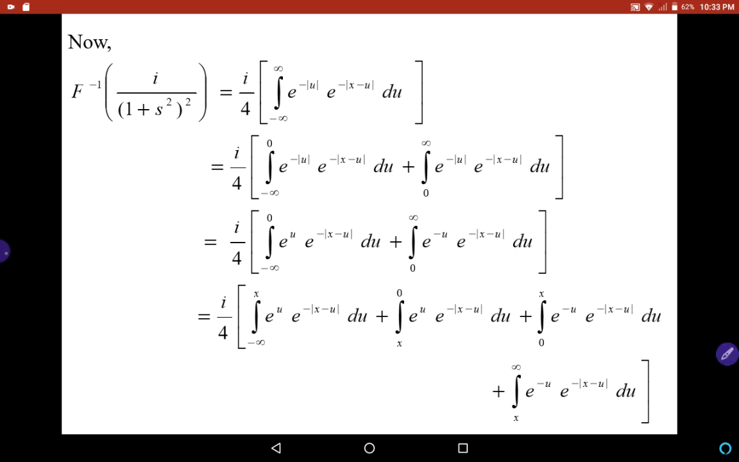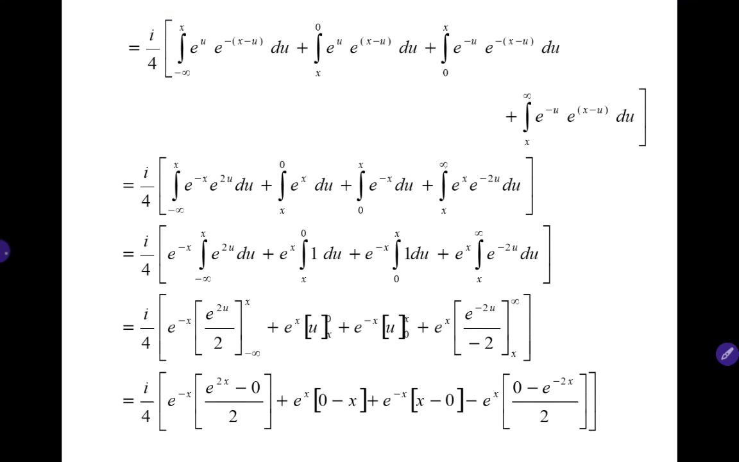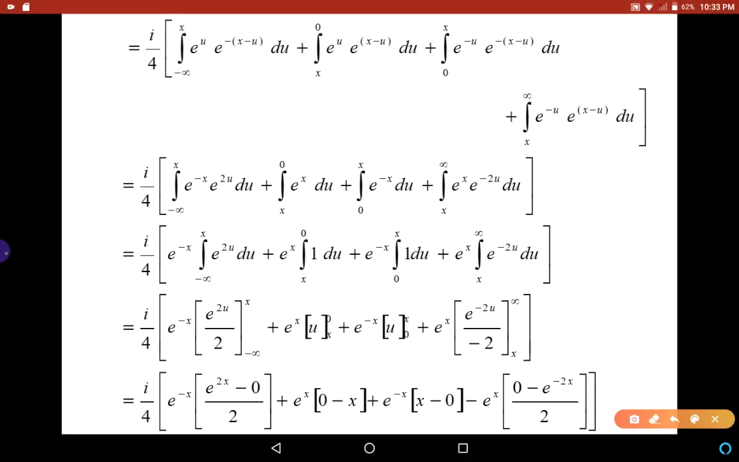So after writing the values of mod x minus u, we get this integral I by 4 times the integral minus infinity to infinity e power u into e power minus of x minus u du plus the integral x to 0 e power u into e power x minus u du plus the integral 0 to x e power minus u into e power minus of x minus u du plus the integral x to infinity e power minus u into e power x minus u du.